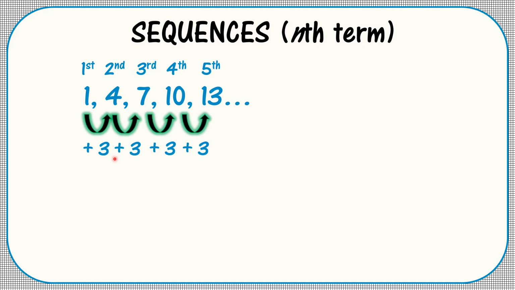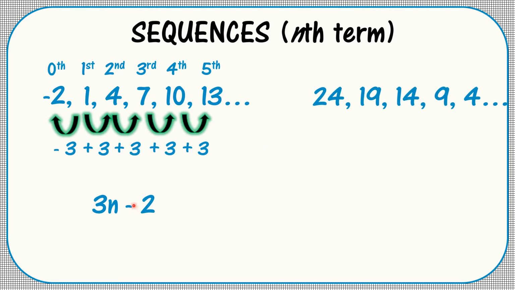So this number is the number you put in front of the letter n. So we've got 3n. Now you have to go back 1. So you have to find the 0th term. So 1 minus 3, because we're going back. So instead of plusing 3, we have to minus 3. 1 minus 3 equals minus 2. And this minus 2 goes after the 3n. So the nth term for this sequence is 3n minus 2.